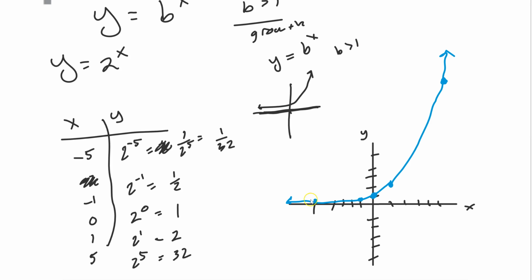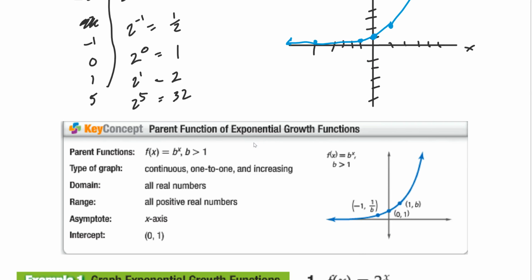A couple things I want you to point out. Notice it never crosses the x-axis. It never even touches the x-axis because you can't. No matter what power you plug in, it's going to be a power, and powers don't make things 0. If they make them negative, all I do is flip it. So you can never touch the x-axis, and you can never get below it. So it's always above it. So that's an exponential growth function.